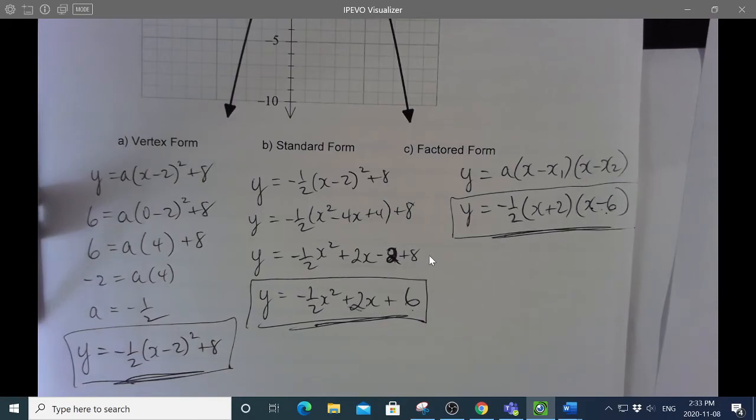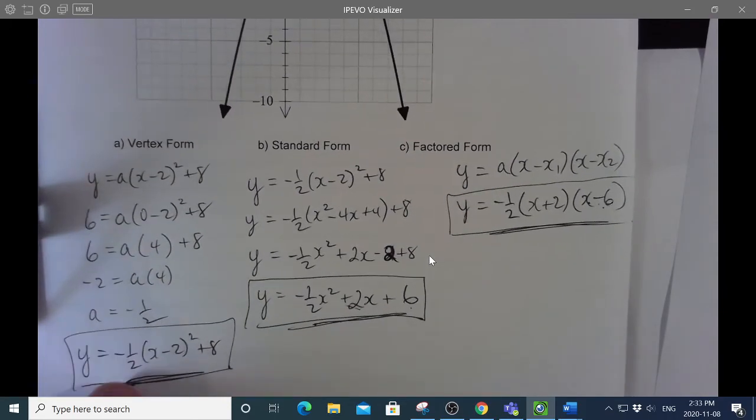Quadratic quiz. Your test will be pretty similar to what we just did.